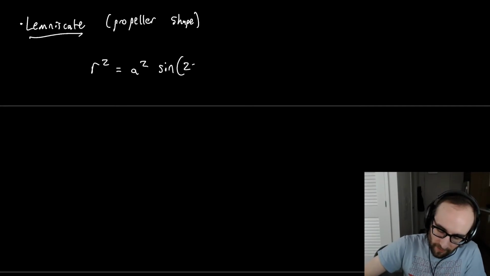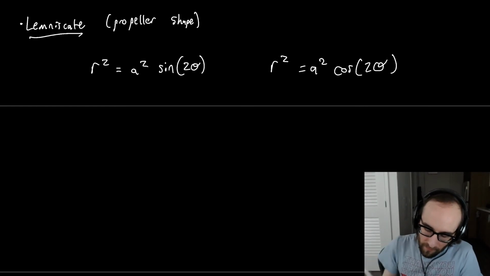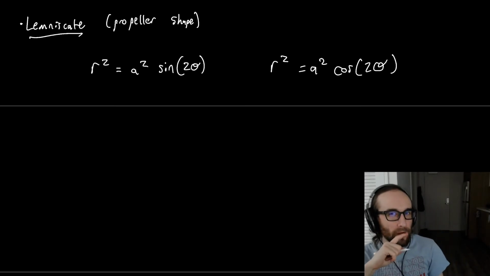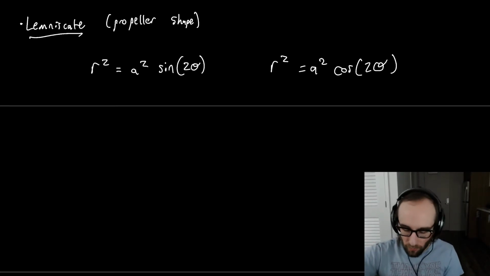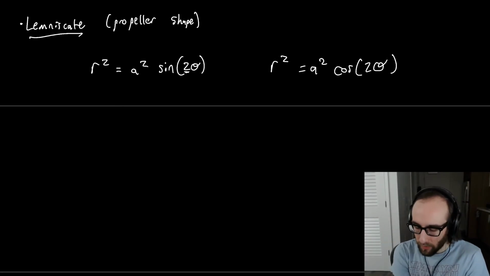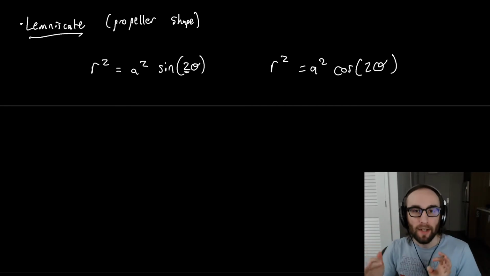I knew I was forgetting something. We also have r squared equals a squared times cosine of 2 theta. In this case, we have a propeller shape. So it's kind of similar to our rose, where if we have 2 in front of theta, we end up with 2 propellers or petals. In this case, even though it's even, we only end up with 2.